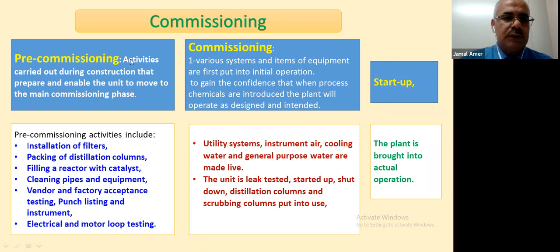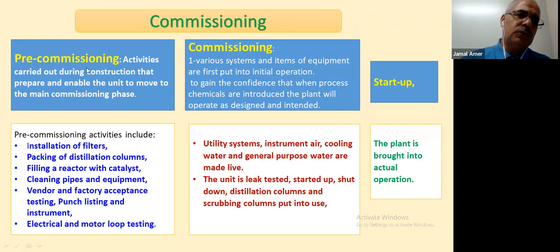What are the pre-commissioning activities? We see here installing a full filter, packing of distillation columns, filling a reactor with catalyst, cleaning pipes and equipment, vendor and factory acceptance testing, punch listing and instrumentation, electric and motor loop testing. All these we call pre-commissioning activities.